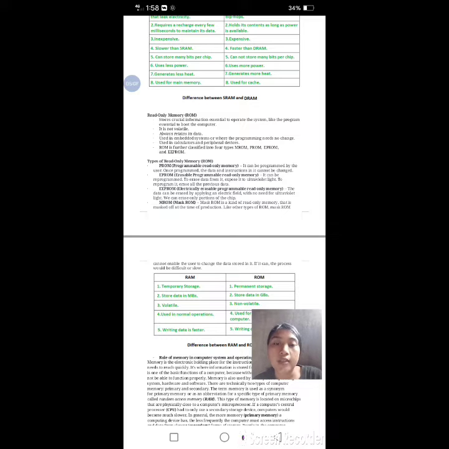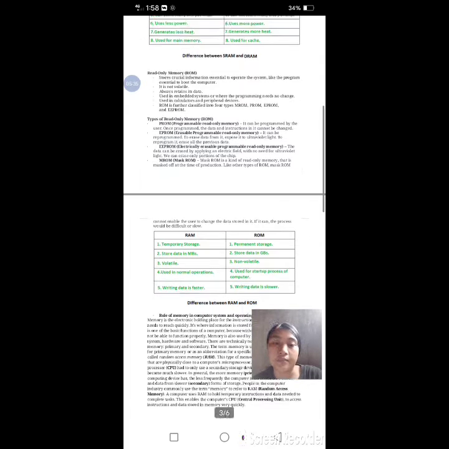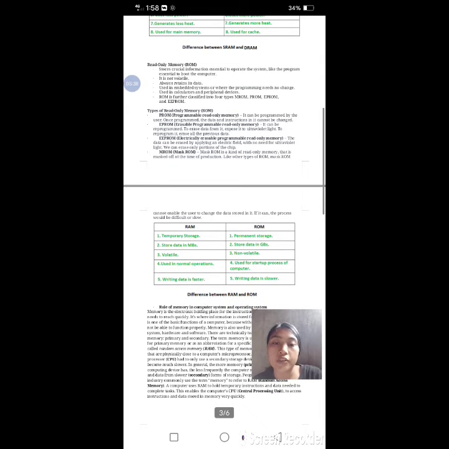EEPROM, electrically erasable programmable read-only memory. The data can be erased by applying an electric field with no need for ultraviolet light. We can erase only portions of the chip. MROM, mask ROM. Mask ROM is a kind of read-only memory that is masked off at the time of production. Like other types of ROM, mask ROM does not enable the user to change the data stored in it. If it can, the process will be difficult or slow.